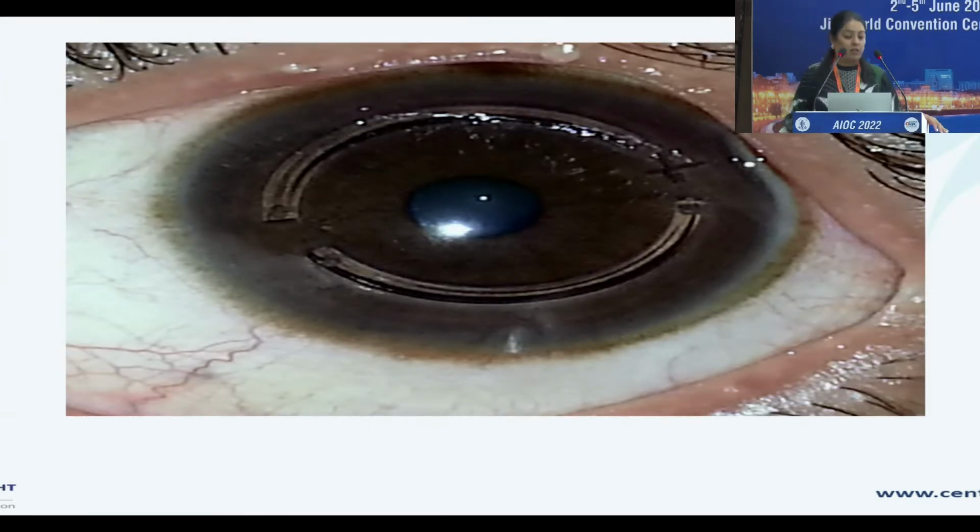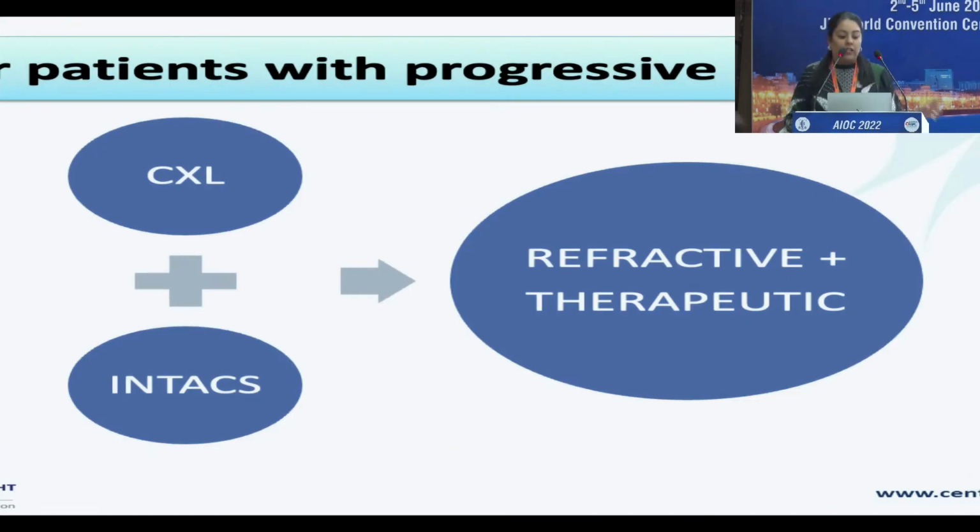CXL and Intacs can be done either Intacs should be done first, followed by CXL, because you don't want to remodel a cornea which is already stiffened. The effect of the Intacs will become less. Or you can do it simultaneously.